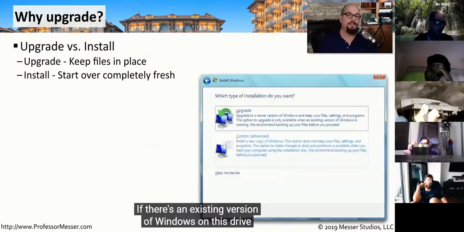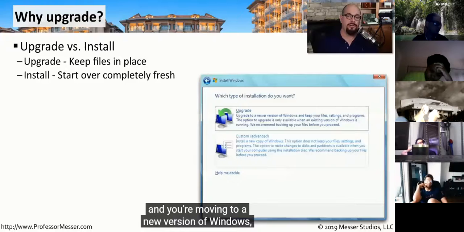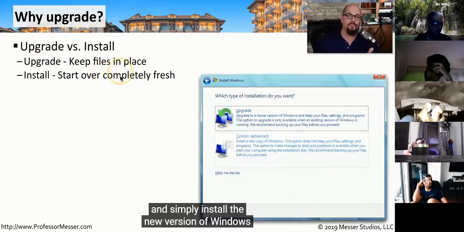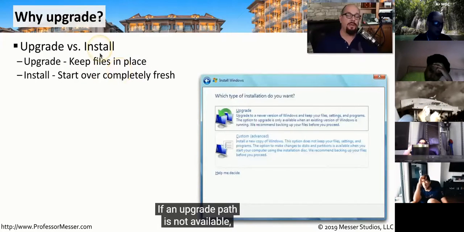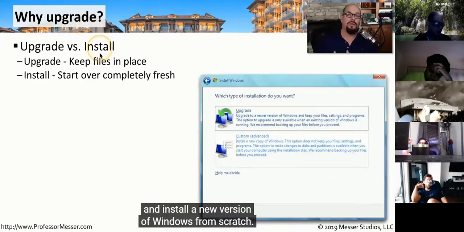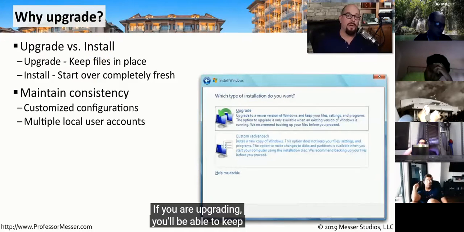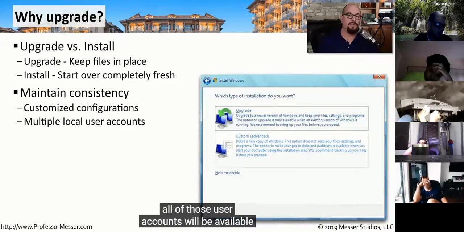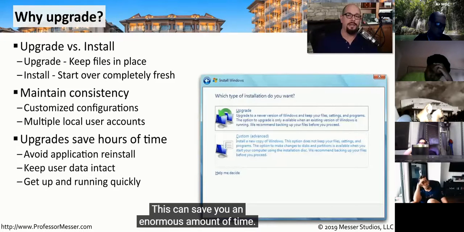If there's an existing version of Windows on this drive and you're moving to a new version of Windows, you may be able to perform an upgrade. The upgrade will keep all of your files in place and simply install the new version of Windows on top of it. If an upgrade path is not available, you'll have to delete everything on the drive and install a new version of Windows from scratch. If you are upgrading, you'll be able to keep all of the configurations that are on that system today. And if there are any local user accounts, all of those user accounts will be available once the system is upgraded. This can save you an enormous amount of time.